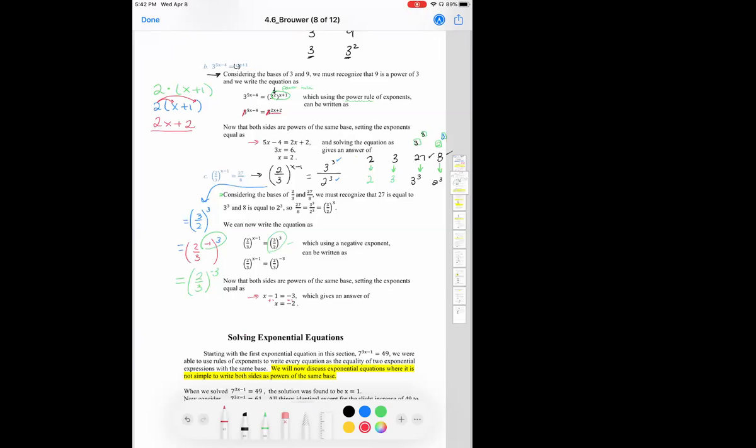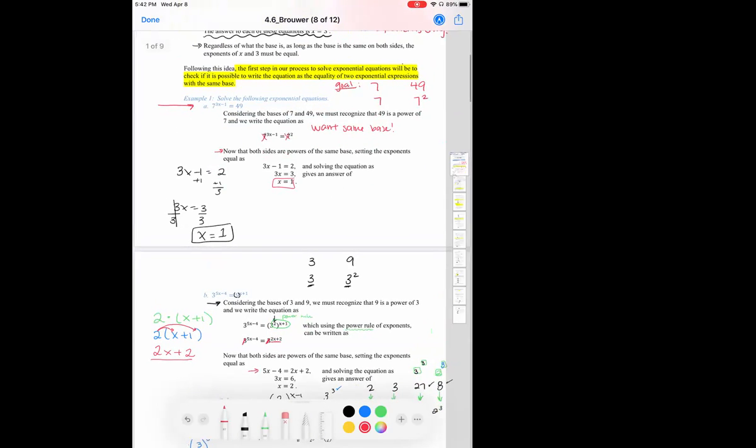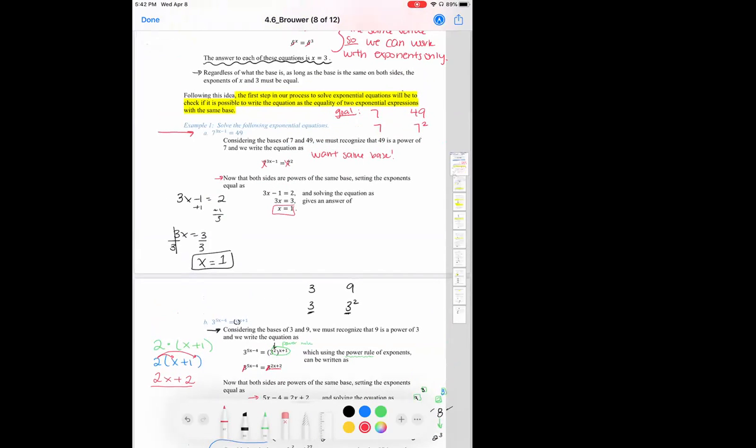Now, C was the most challenging because it's forcing you to use your negative exponent rule and your power rule and working with fractions. So that required a bit more thought. But problems like A, well, we can easily see that 49 comes from 7 squared. And once we get our same base, we see that, okay, I can work with our exponents only. Not too bad.